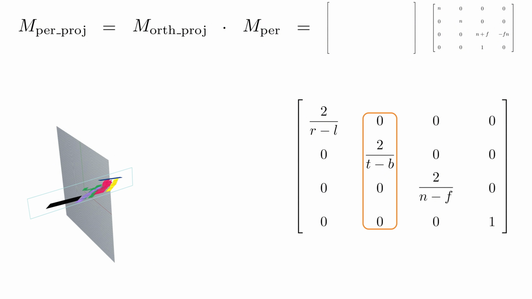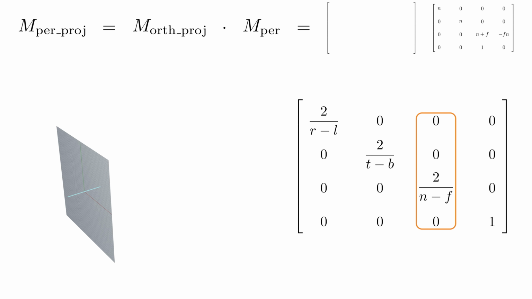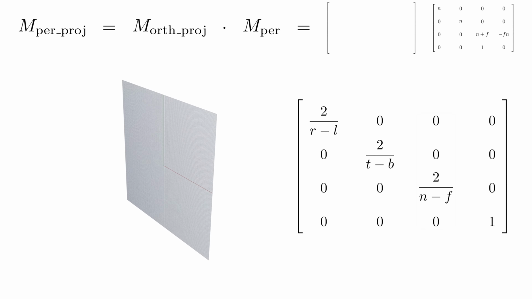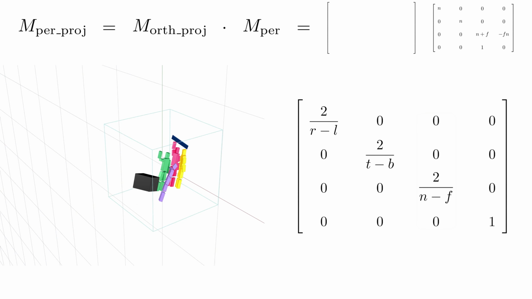Similarly, the second column scales the y direction. The third column scales the z direction. Eventually, the rectangular cuboid becomes a canonical cube. We can zoom in to see that.